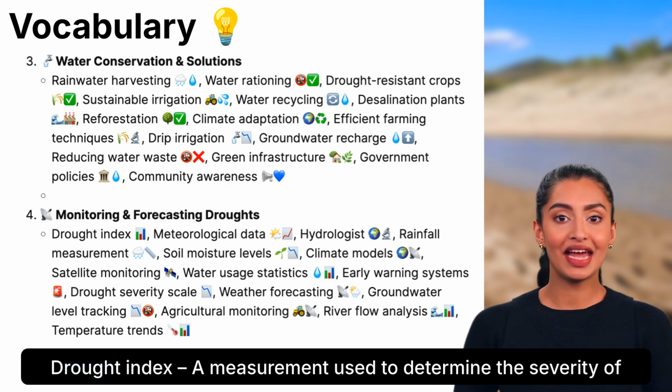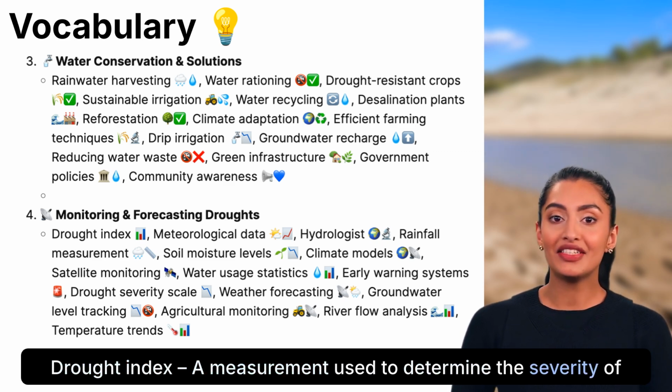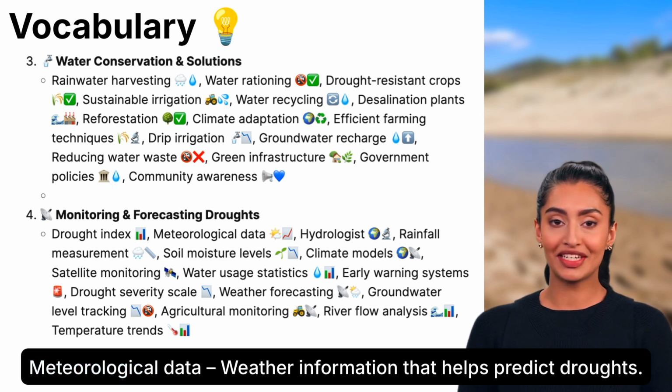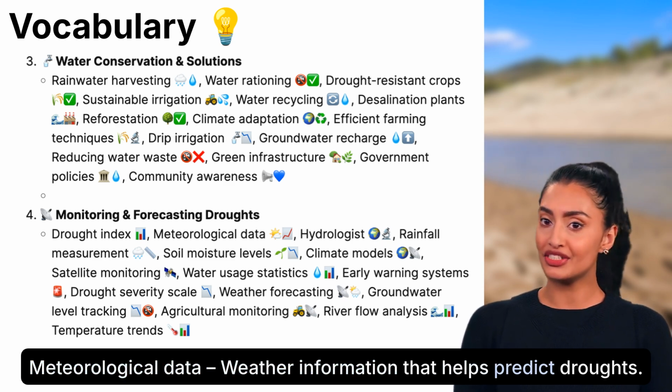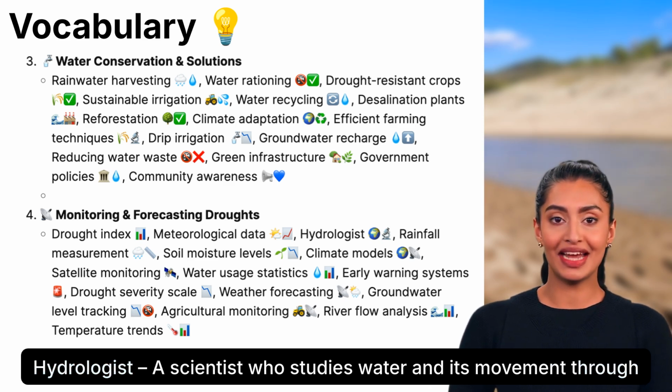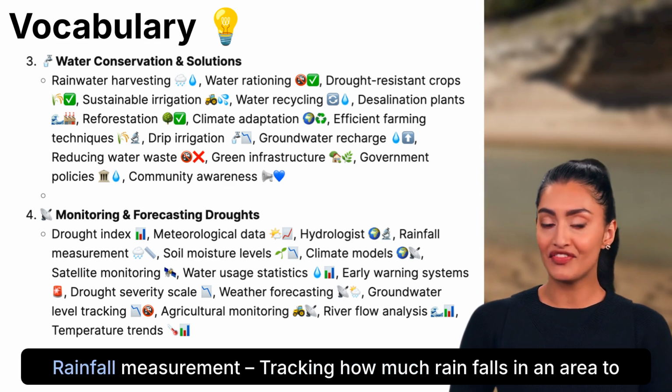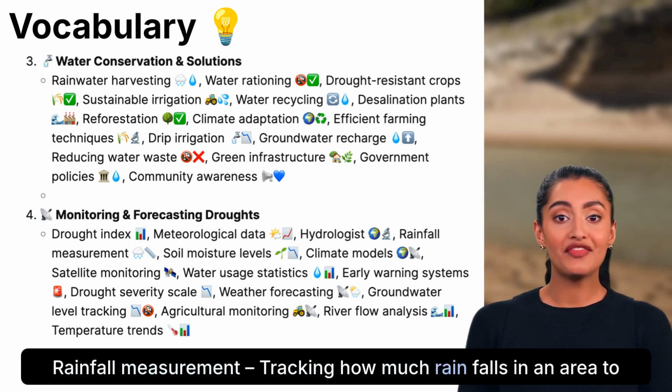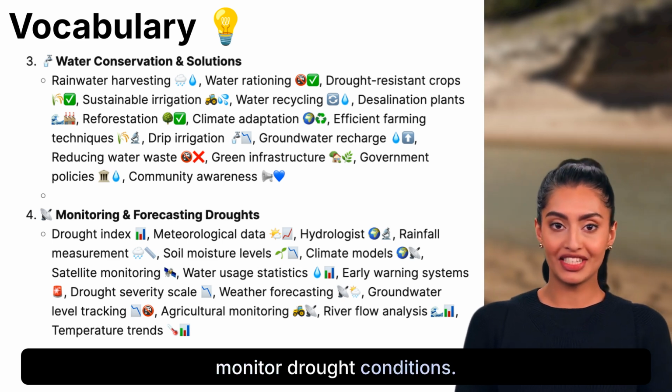Drought index, a measurement used to determine the severity of a drought. Meteorological data, weather information that helps predict droughts. Hydrologist, a scientist who studies water and its movement through the environment. Rainfall measurement, tracking how much rain falls in an area to monitor drought conditions.